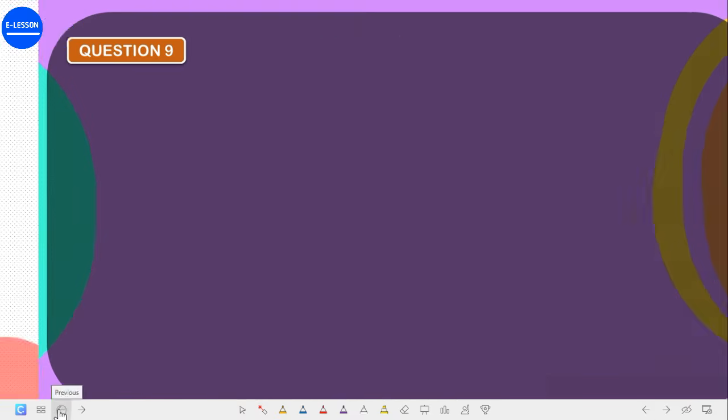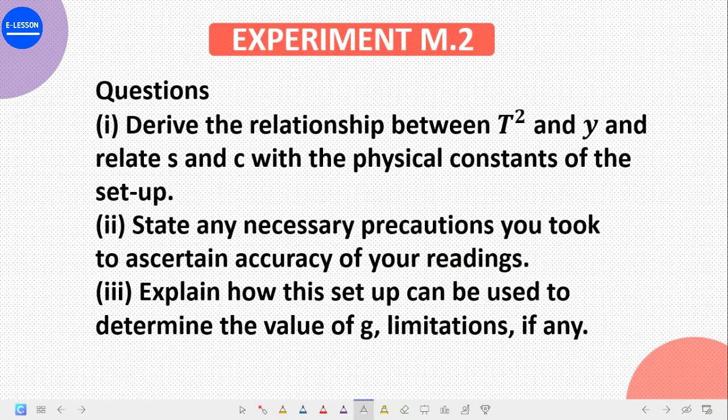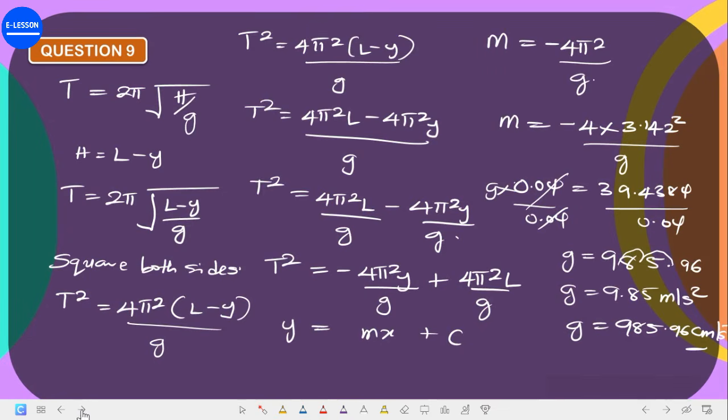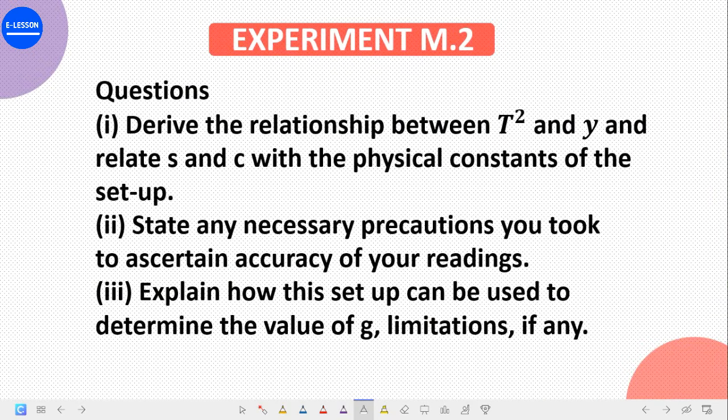Now the next question here is, state any necessary precaution you took to ascertain accuracy of your readings. Those are things that you should copy from your friends, because we didn't do the experiment. I only have the table here, so it will not be too nice talking about precaution here. Maybe you should copy these ones.